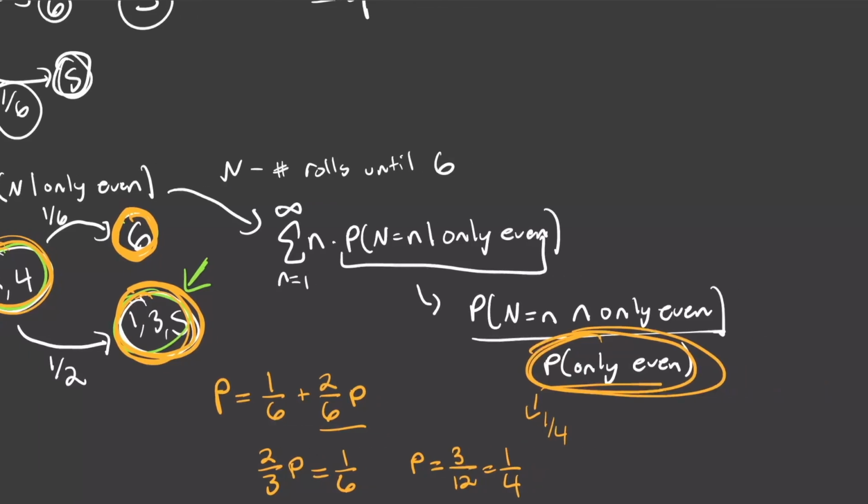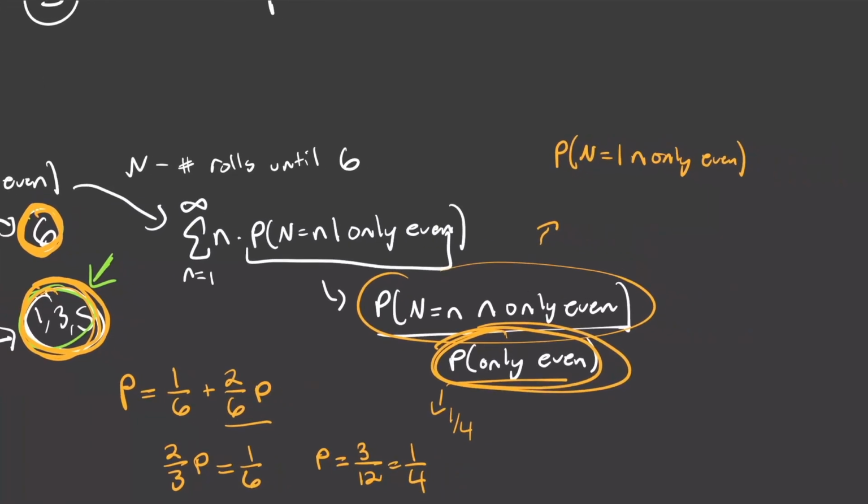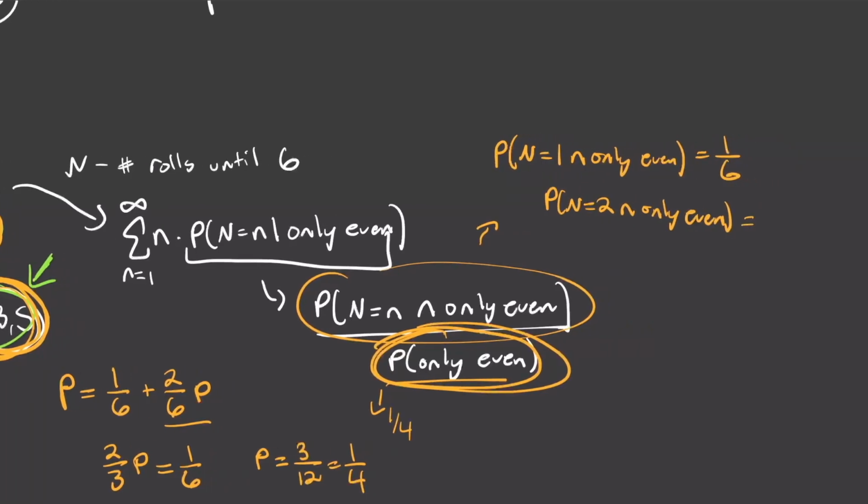Now what is the probability on top, this distribution right here? So let's just do a few examples like we did before. The probability that n equals 1, and we only have even numbers in the sequence, well, this is just equal to 1/6, because n equals 1 is just saying on our first roll we get a 6. That happens with 1/6 probability. Now let's do the probability that n equals 2, and we only have even rolls. Well, the probability that on our second roll we get a 6, and on our first roll we get either a 2 or a 4, that's just going to be 2/6 times 1/6, where 1/6 is the probability of us getting a 6 on our second roll, and 2/6 is the probability of us getting a 2 or a 4 on our first roll.